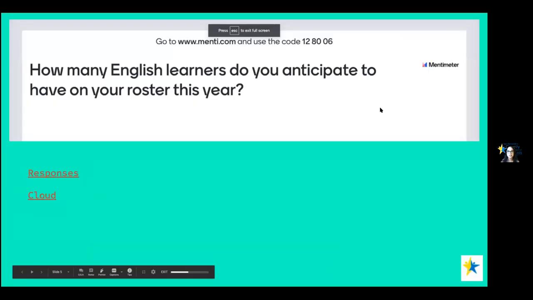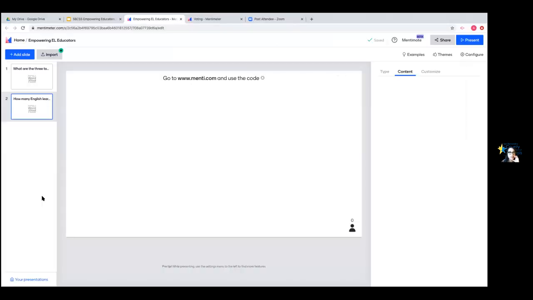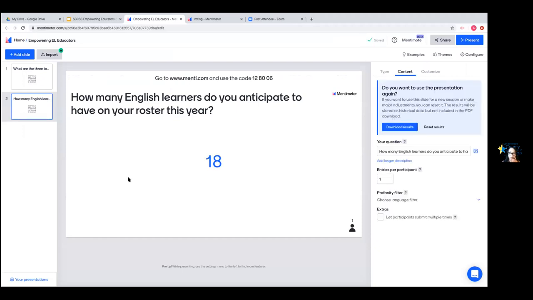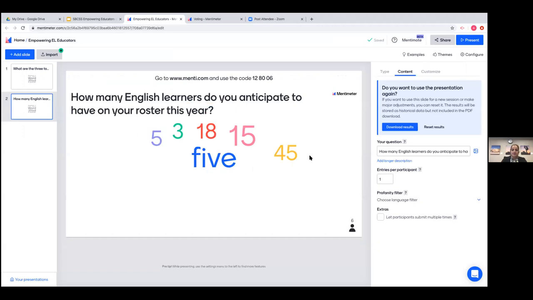All right, so there's your code. And then hopefully we can get to our cloud and start looking at the numbers that are coming in. So we have 18, 15, 5. Wow, 45. Woo.